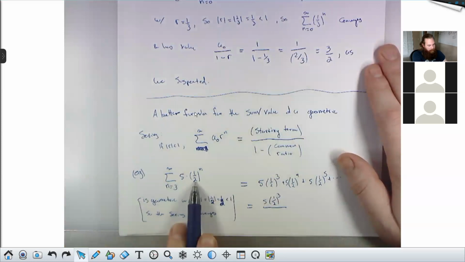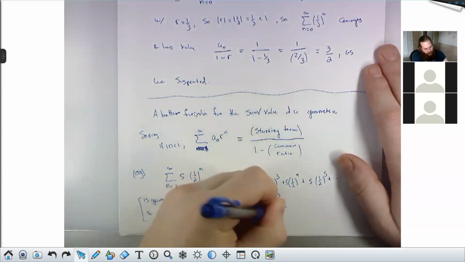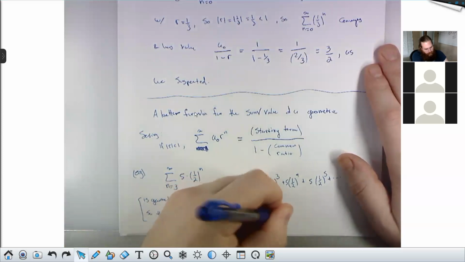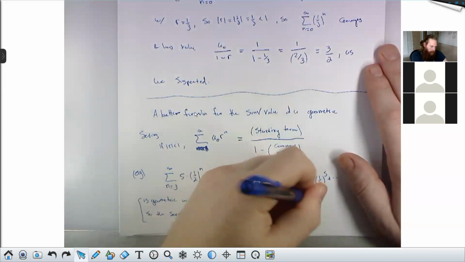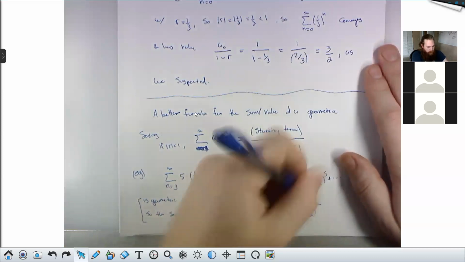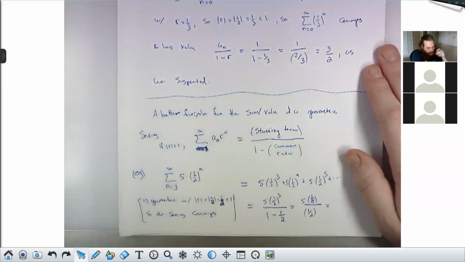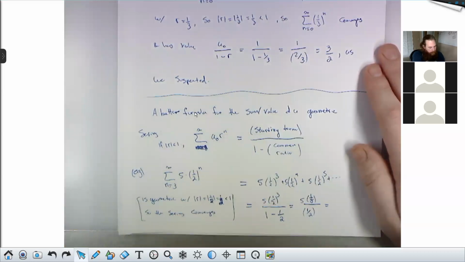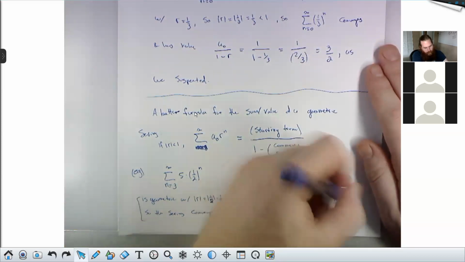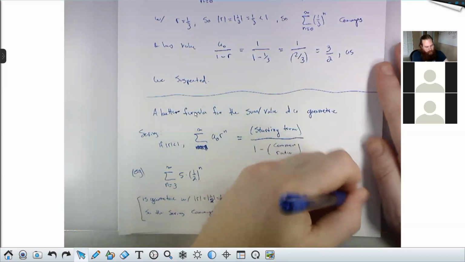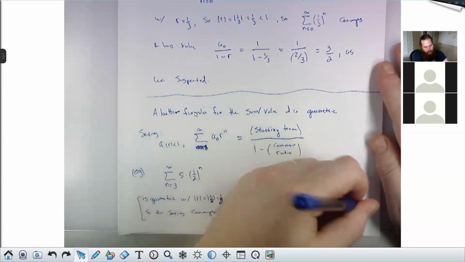Yeah, 5 times 1/2 to the n. So r is 1/2. So that's 5 times 1/2 cubed over 1 minus 1/2, which is 5 times 1/8 over 1 minus 1/2, which is still 1/2. So that would be 10/8, and then if you divide top and bottom by 2, that's 5/4.